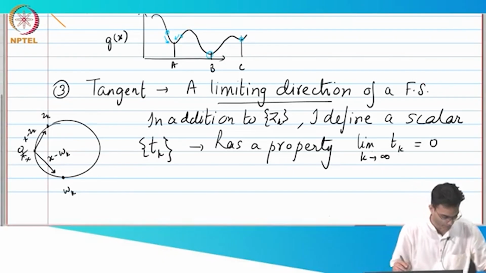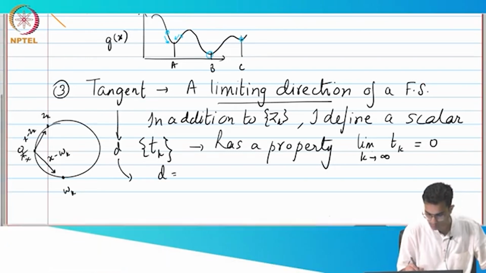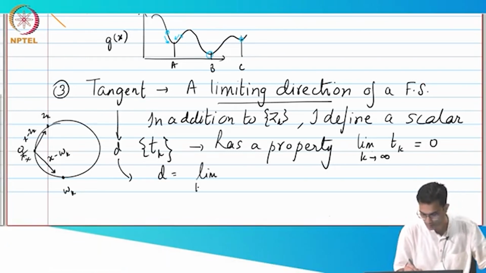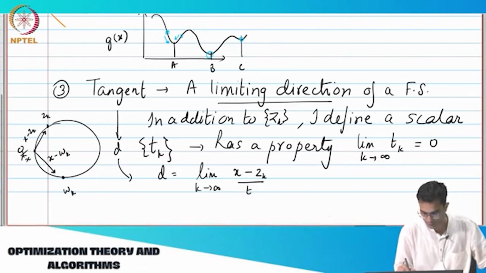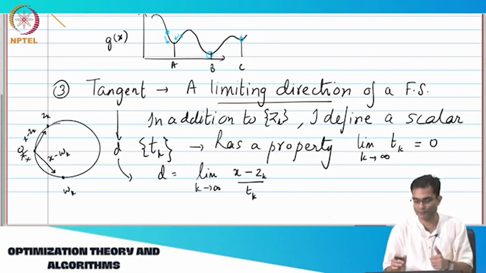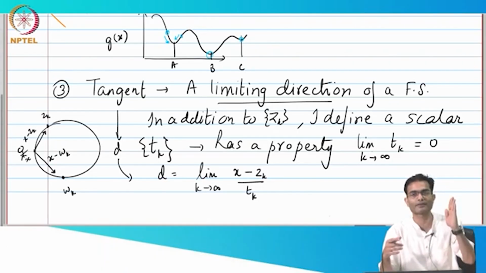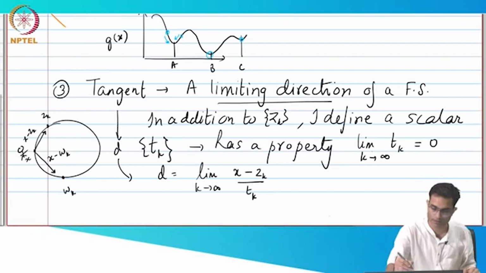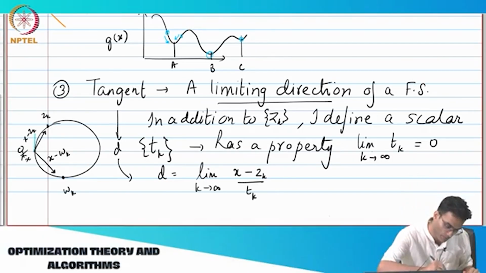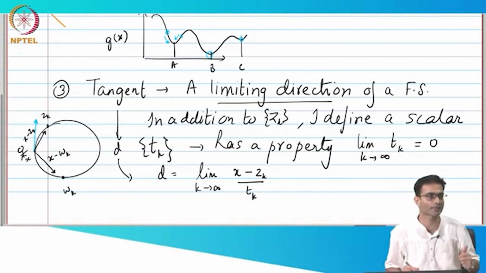Okay, so give me a minute over there. So the tangent now becomes, I'm going to call it d. So d becomes simply, now I can take the limit nicely: the limit as k tends to infinity of x minus zk divided by tk. As you can see, if tk has this property, then this x minus zk by tk is going to give me a well-defined direction, right? If I were to draw it, it's going to give me this vector in blue, using zk.